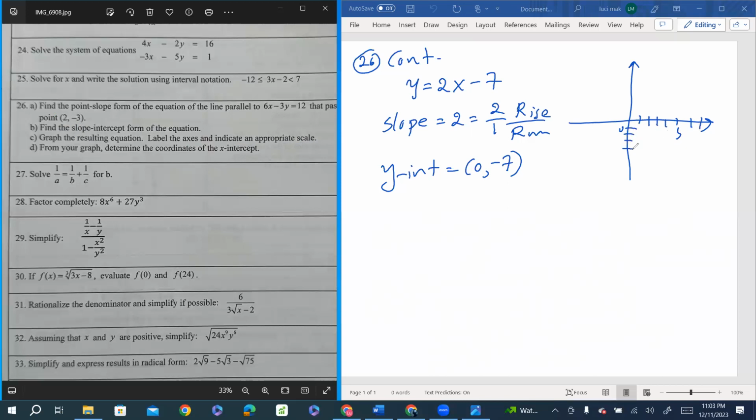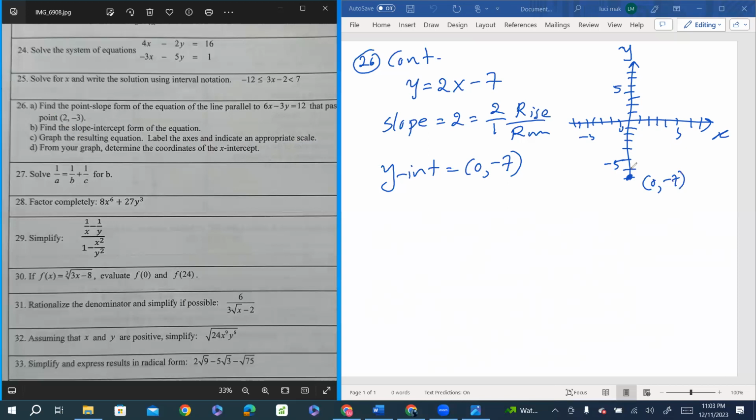Label 1, 2, 3, 4, 5, 6, 7, and so on, and negative 1, 2, 3, 4, 5, 6, 7 on the other side. Hopefully on the exam you get graphing paper, or on the paper itself they might put the graph. So 0, negative 7 is here on the y-axis.